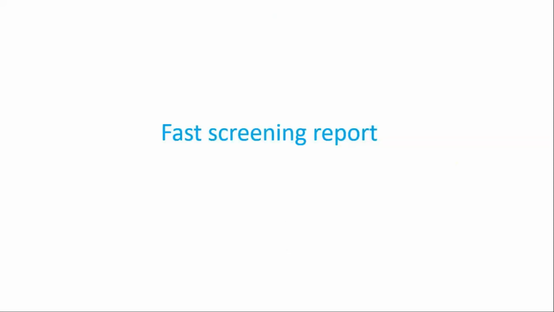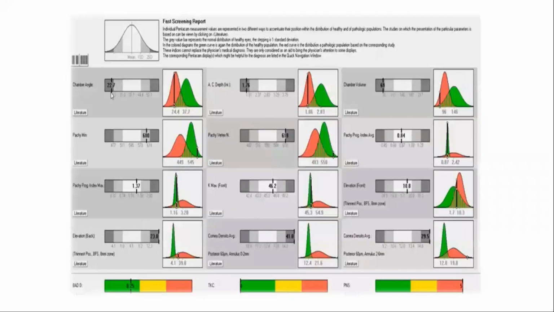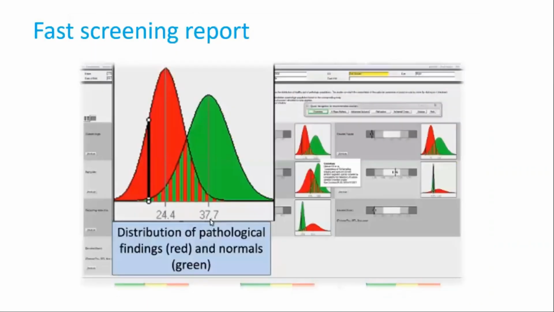So next is the fast screening report. This report is a very good way of getting a quick overview when examining patients, especially when they're presenting for the first time. Here, all the relevant data is compared with the normative data of a normal population and converted to index values using suitable algorithms. These index values can help us know about the underlying pathologies in the anterior segment.